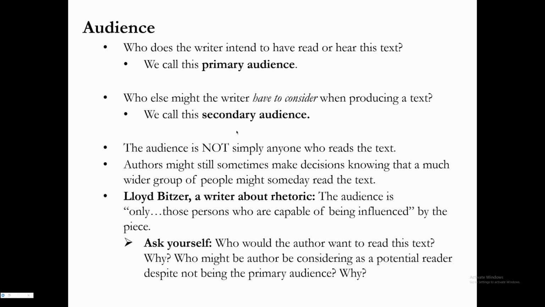So when you come across a text, and you're trying to figure out the audience, ask yourself, who would the author want to read this text and why? Right? Who might the author be considering as a potential reader of the text despite not being the primary audience? And why these people? You should be able to defend your choices and explain why you think this is the primary audience and why you think that is the secondary audience.